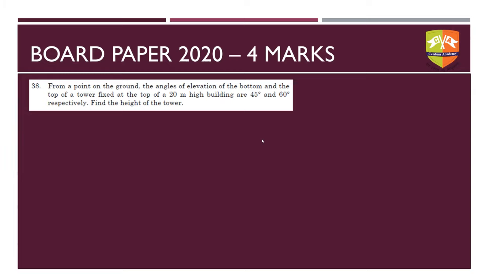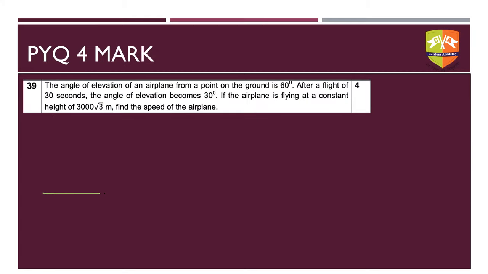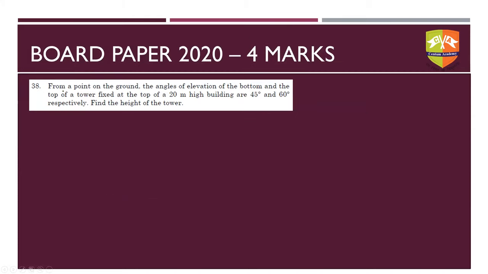Okay, so 20 into root 3 minus 1. Okay, very, very good. Lots of people are already done. So from a point on the ground, so there has to be a ground. But first read the question.